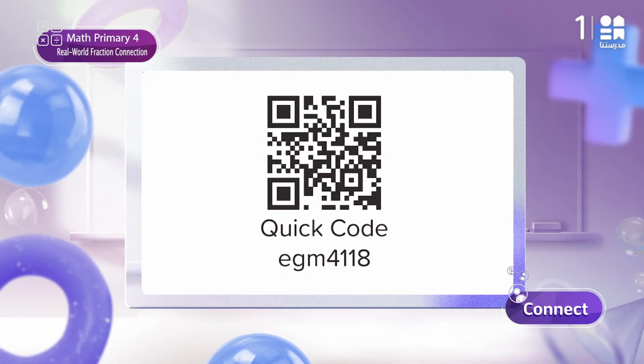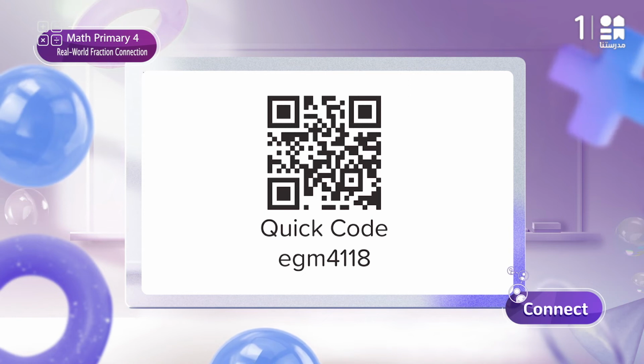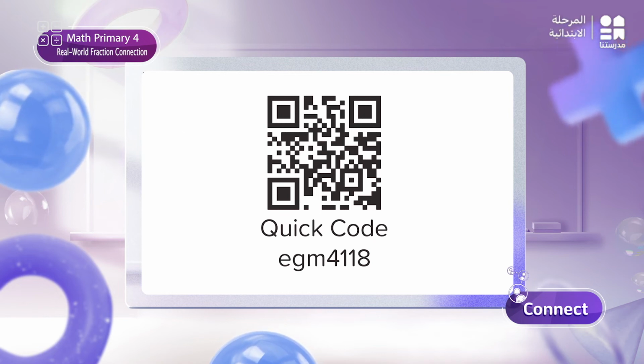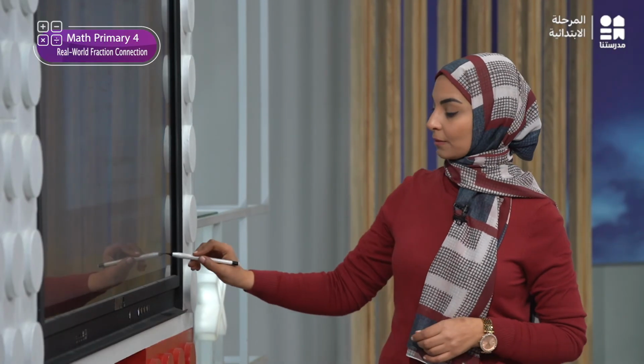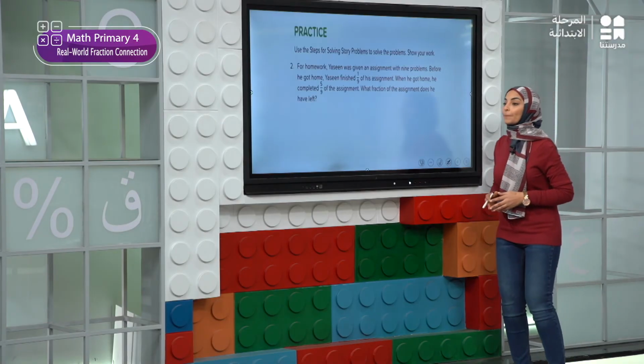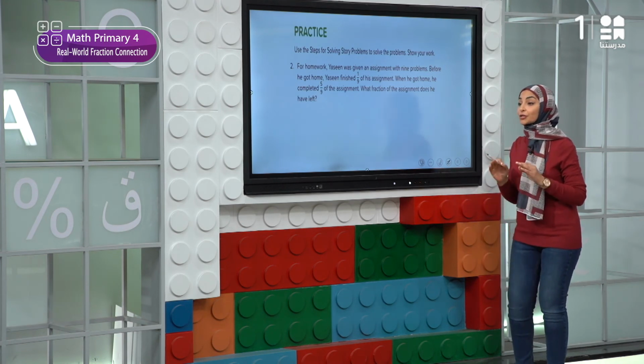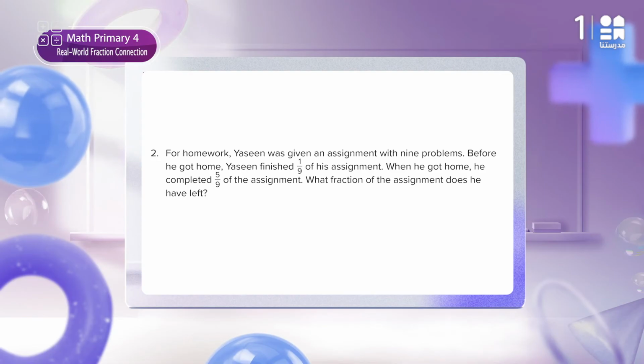Now you can scan the QR code shown here or at the beginning of the lesson. This will direct you to the practice part and check your understanding in the digital version of the book. Now we have got 4 story problems like the one we have answered before. Let's solve problem number 2 together. Here is problem number 2 as you see.